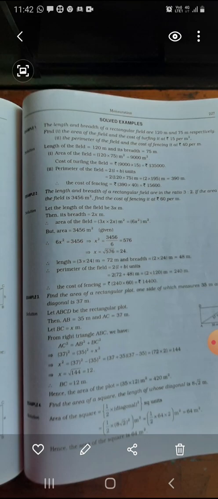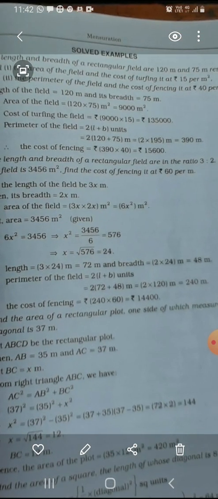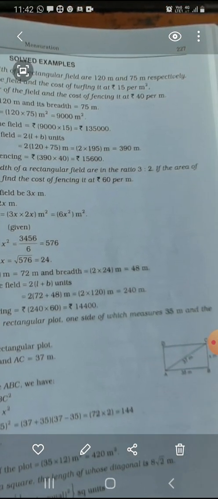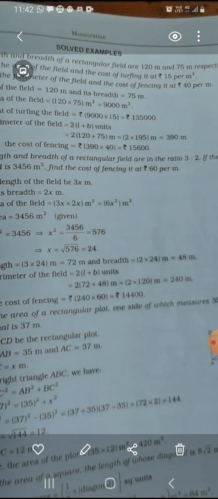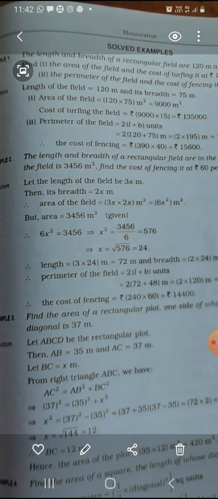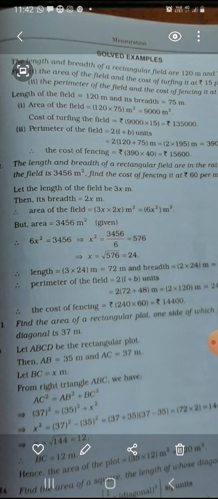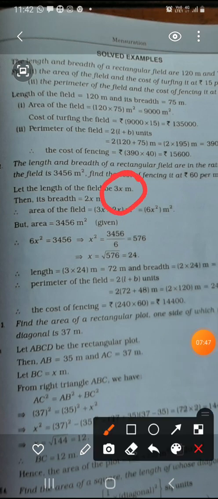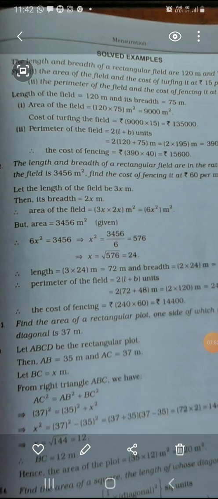In question number 2, you can see the length and breadth of a rectangular field are in the ratio 3:2. Whenever this type of question comes, with ratio 3:2, what you will do is let the length be 3x meter and the breadth be 2x meter, as they have written over here. So the area of the field is equal to 3x into 2x, that is equal to 6x square.